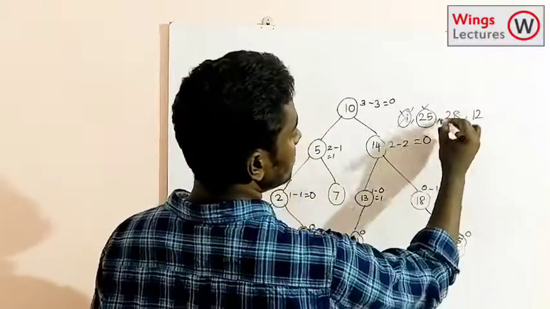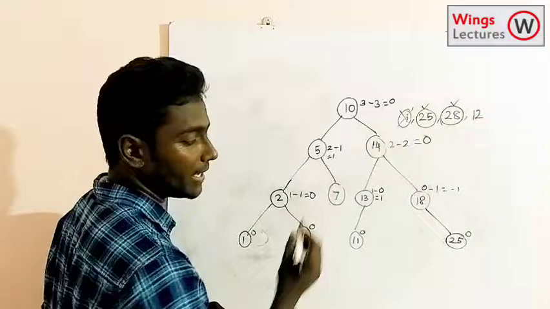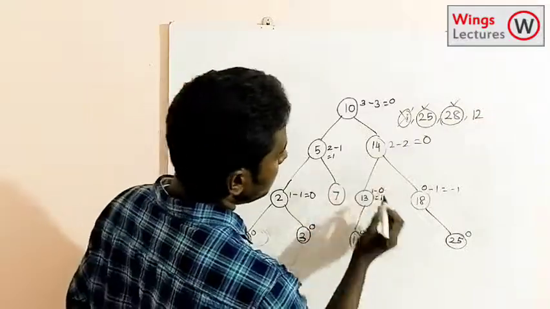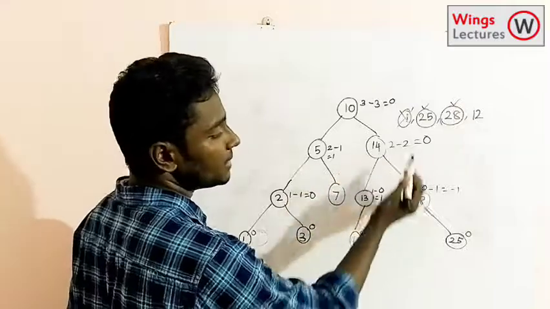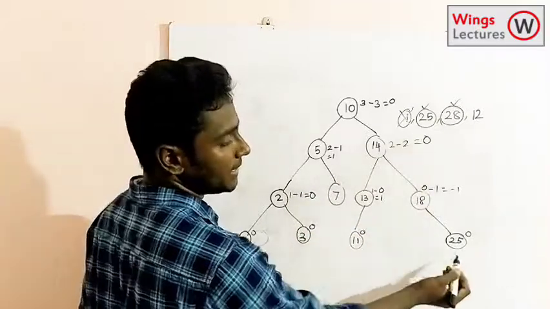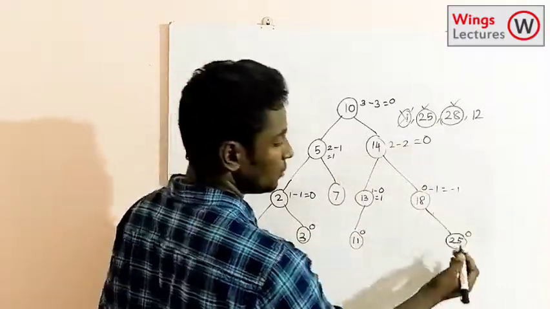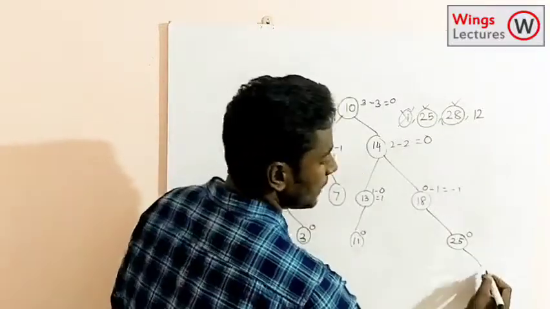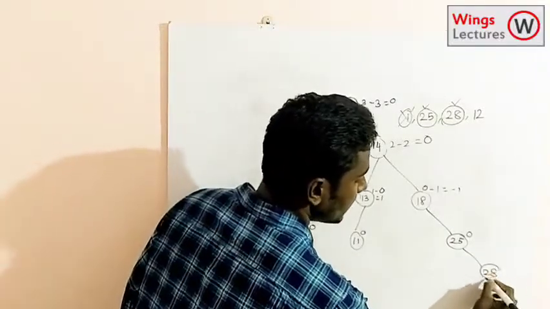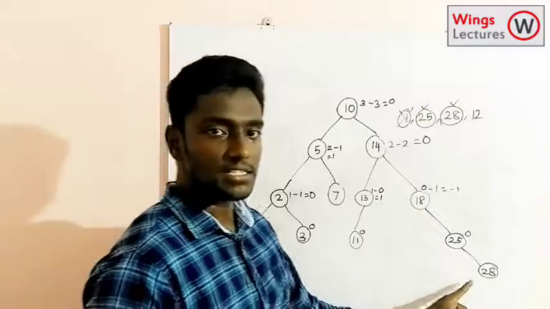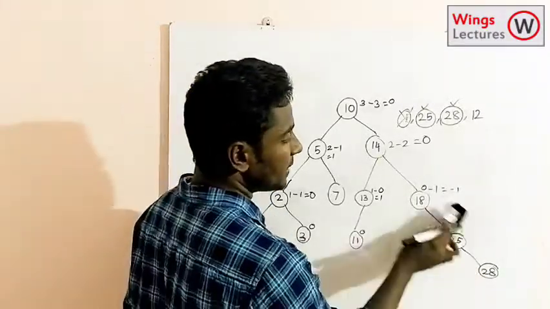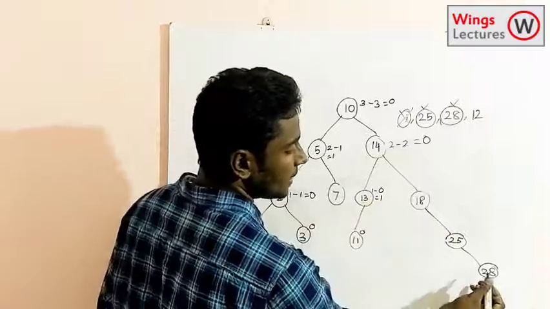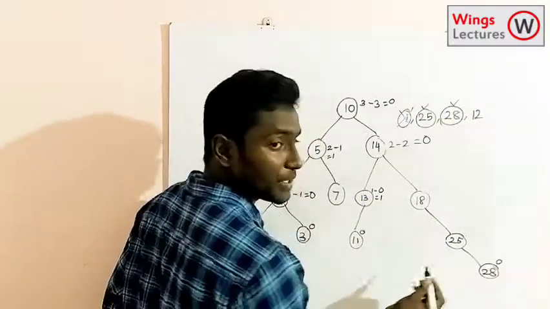Next I am going to insert 28. See, here 28 is greater than 10, 28 is greater than 14, 28 is greater than 18, 28 is greater than 25. Now, 28 is placed at the right subtree of 25. Okay, now check the balance factor. Balance factor of 28 is 0.